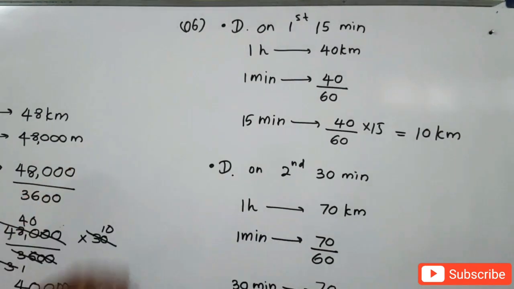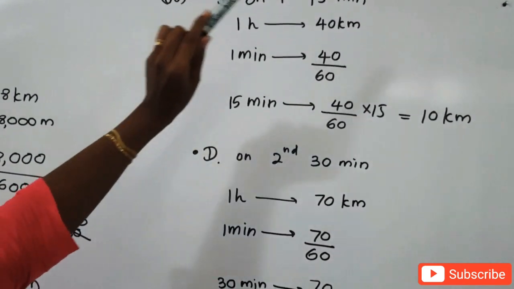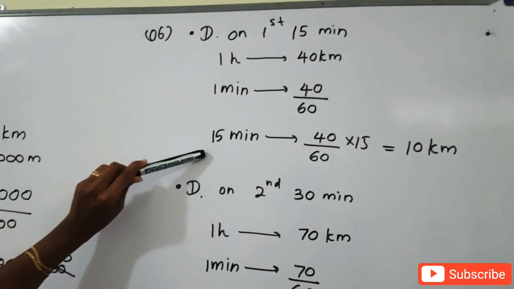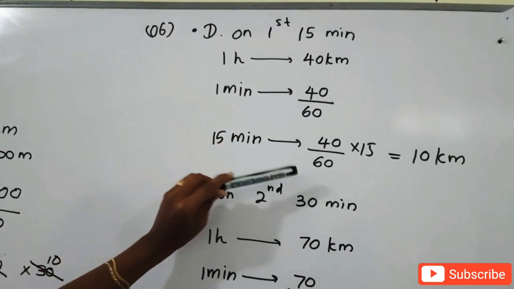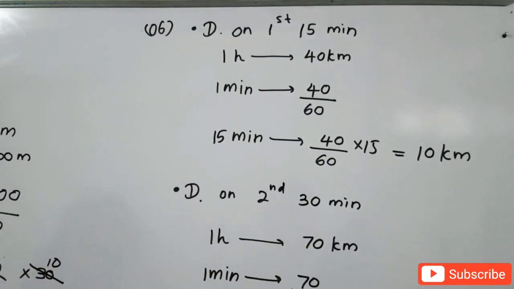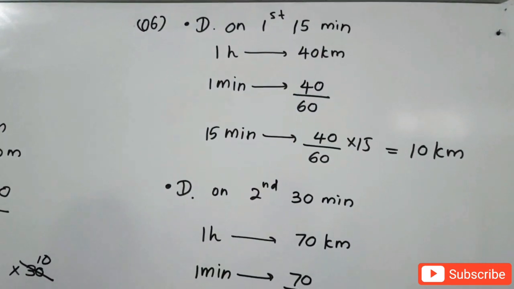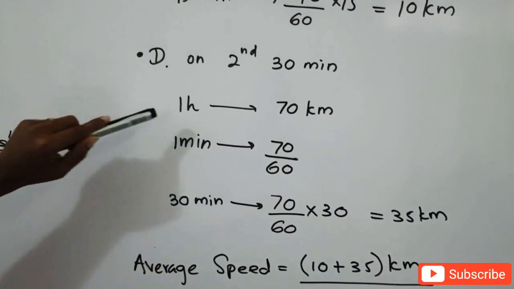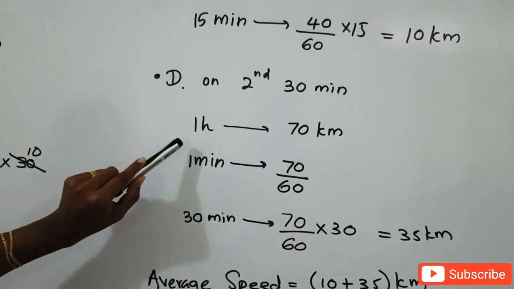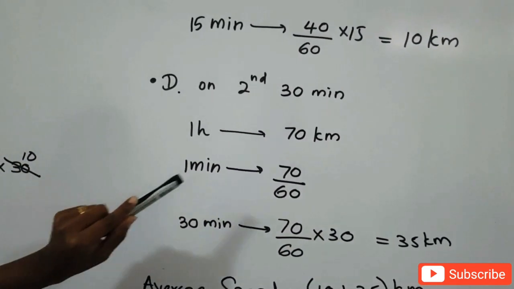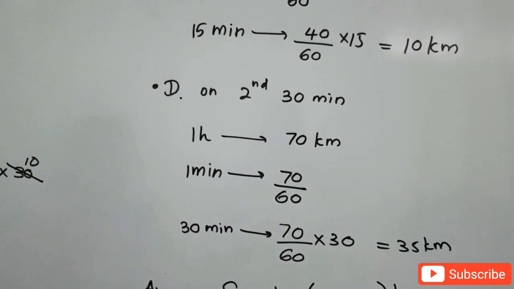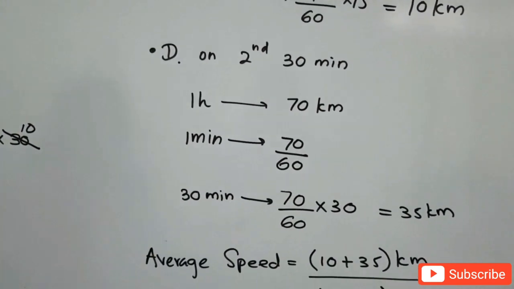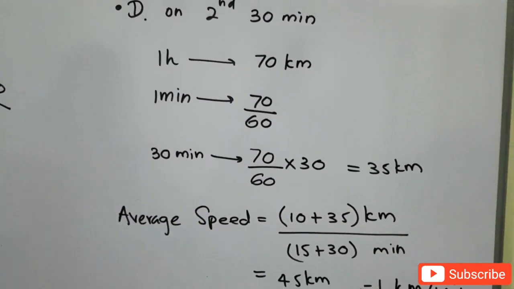So for the first 15 minutes, we can see 40 kilometers in 1 hour. So for 15 minutes, 40 over 60 into 15 will give us 10 kilometers. Likewise, for the second 30 minutes with a speed of 70 kilometers per hour, 70 over 60 into 30 will give us 35 kilometers.